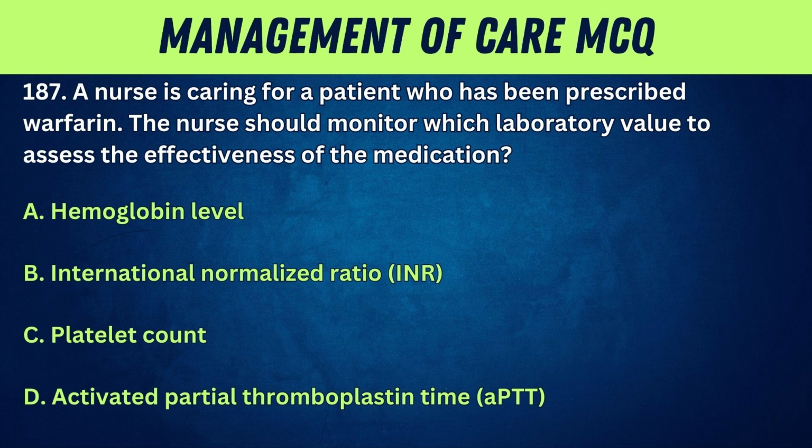187. A nurse is caring for a patient who has been prescribed warfarin. The nurse should monitor which laboratory value to assess the effectiveness of the medication? A. Hemoglobin level. B. International Normalized Ratio, INR. C. Platelet count. D. Activated Partial Thromboplastin Time, APTT.